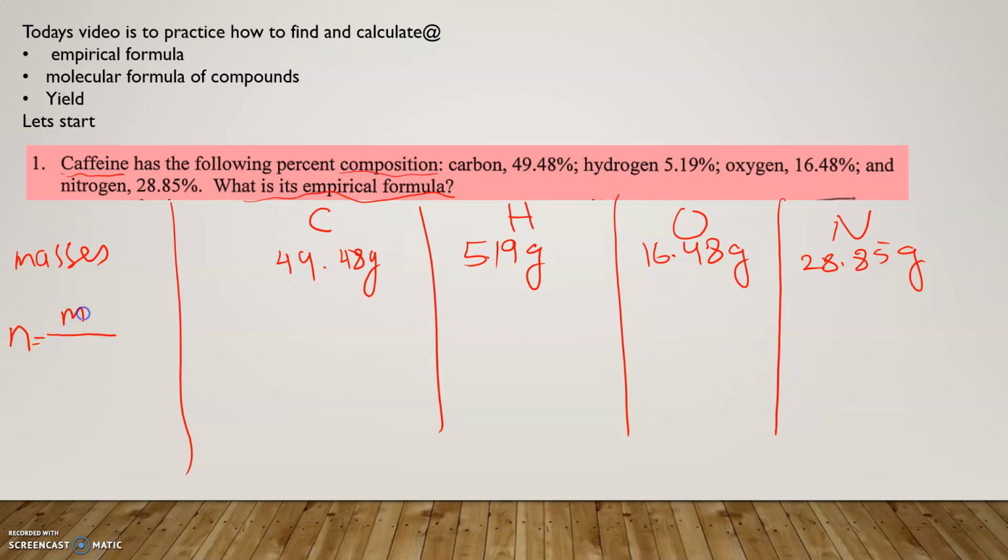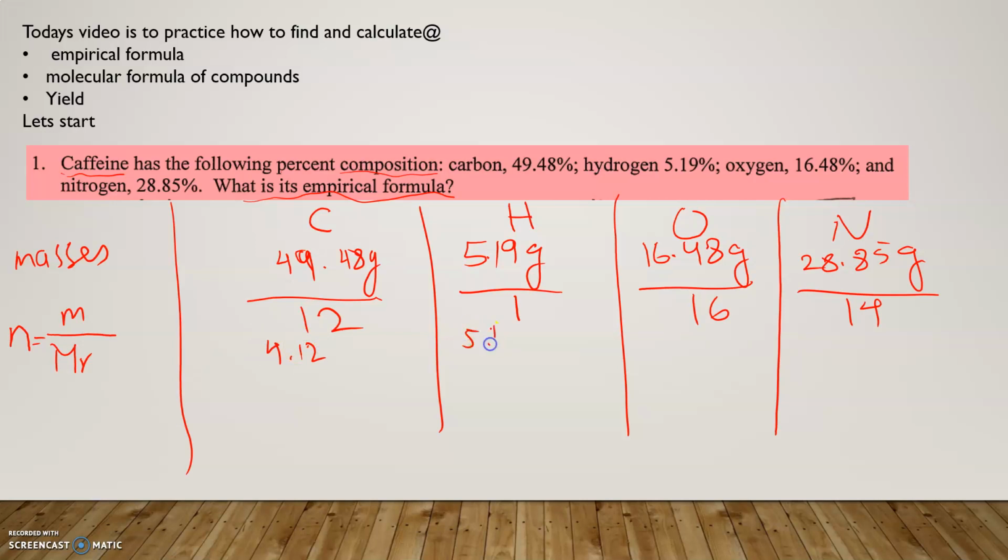The number of moles equals the mass given to you divided by the MR for each of them. For carbon, the MR is 12, for hydrogen divided by 1, oxygen by 16, nitrogen by 14. Now let's calculate. It's 49.48 divided by 12. Sorry, 49. Okay, it's 4.12.